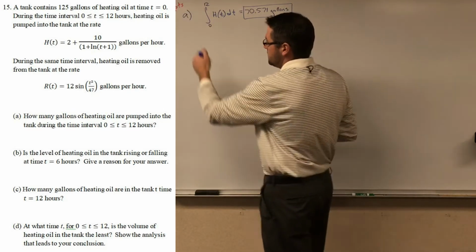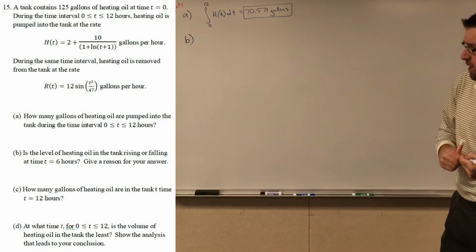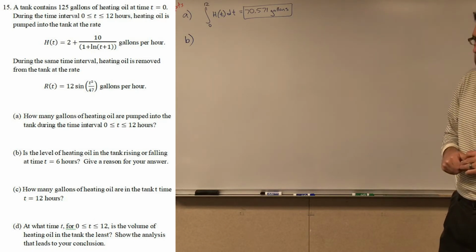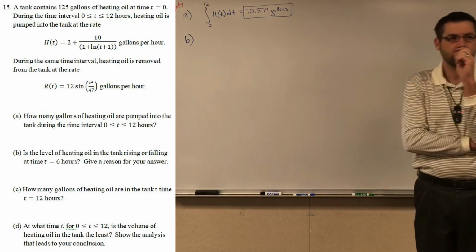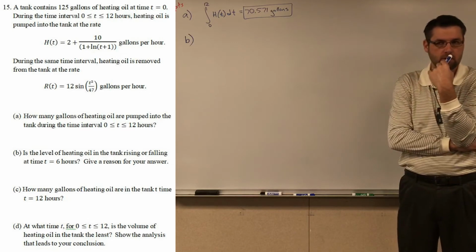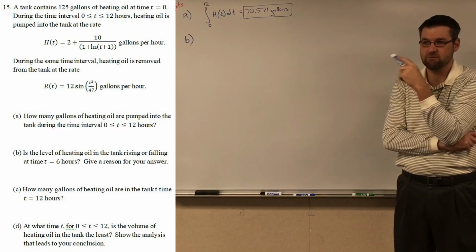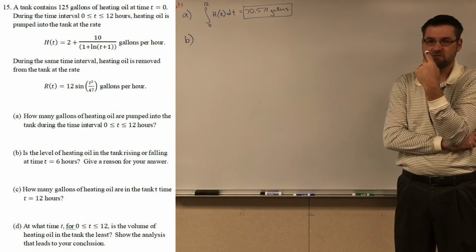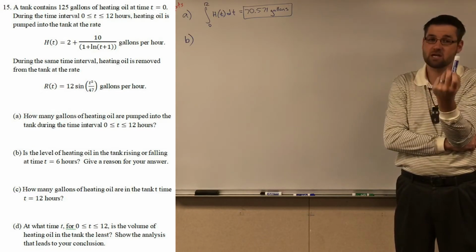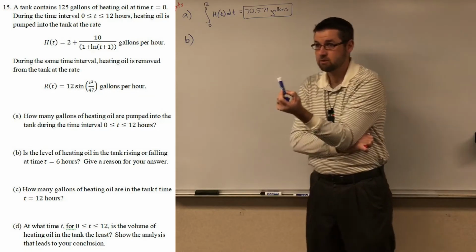All right, what about B? Let's see what B says. A was pretty easy, yeah? I think, I hope. Is the level of heating oil in the tank rising or falling at t equals 6? Is it asking for a rate or an amount? It's asking if the level is rising or falling. There's the connection there, but it's asking is the amount going up or going down, right?